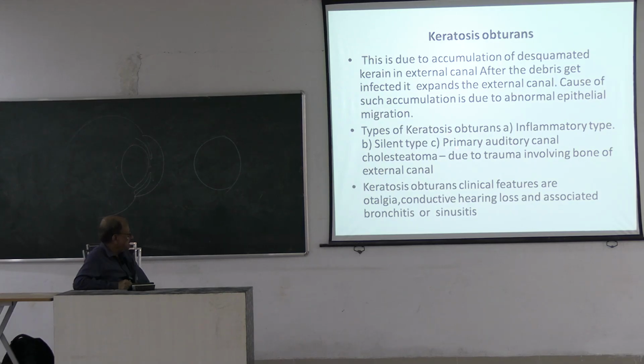Primary auditory canal cholesteatoma is due to trauma involving the bone of the external canal. If there is injury in the deep part of the bony part of the canal and there is invagination of the skin into the fracture, that will give rise to a cholesteatoma-like thing, that is called primary auditory canal cholesteatoma.